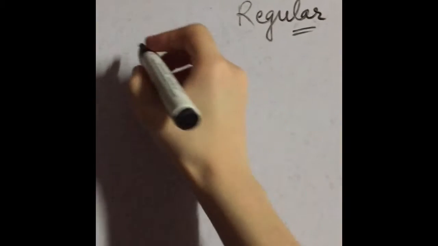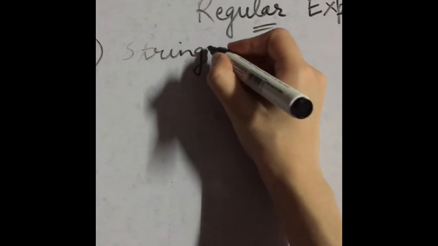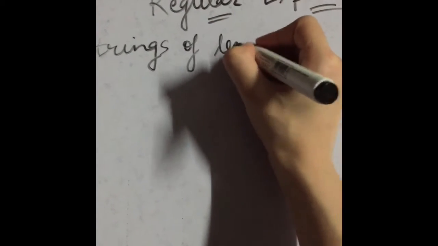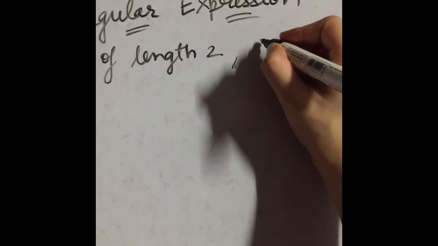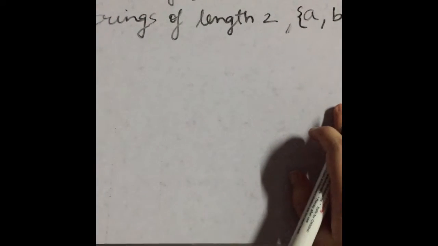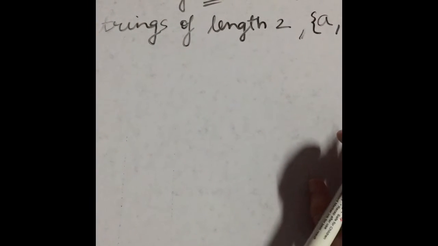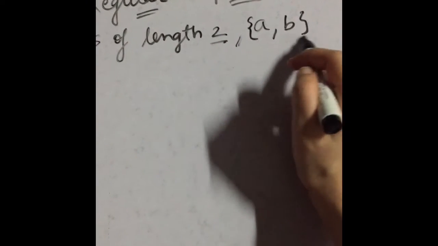Friends, today we discuss more about regular expressions. Let's start with questions. First question is strings of length 2, where inputs are A and B. What is the regular expression for those strings whose length is 2 and its inputs are A and B?